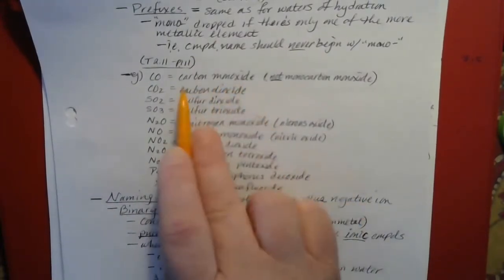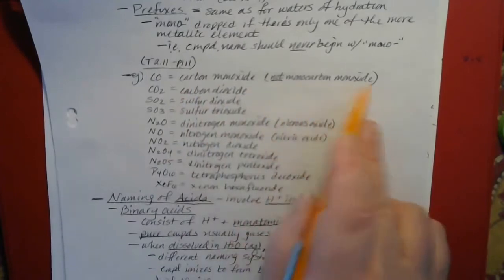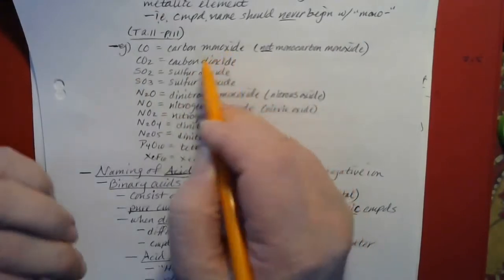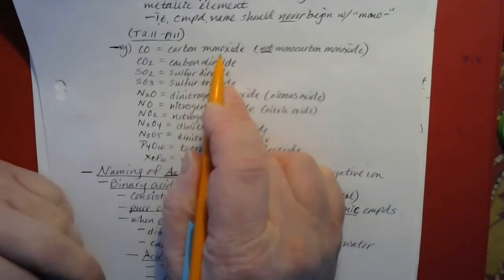Couple things to notice here. Notice it's not monocarbon monoxide. You don't use mono for the first or more metallic element. And also, when the name of the ion begins with a vowel, you can often condense the vowels. This is not monooxide, it's monoxide. Particularly if they're both round vowels, like in this case, 2 O's. You can condense those 2 O's down to 1. So instead of monooxide, it becomes monoxide.